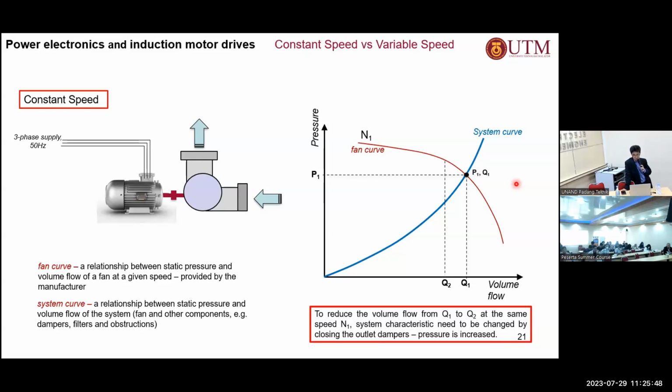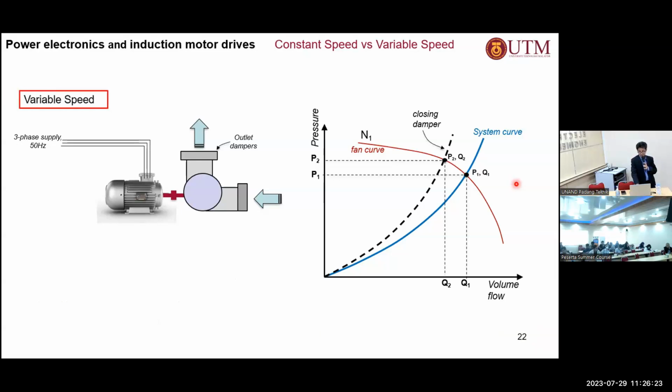What we can do is change the system curve, and we do this by changing the outlet dampers, for example. If you change the outlet dampers, then you require higher pressure in order to produce the same rate of flow. You change the system curve, but you cannot change the fan curve, which means that to reduce the volume flow, the pressure P2 now is going to be higher than P1, which means that you require more energy to run that. Now, this is not good because this is based on constant speed.